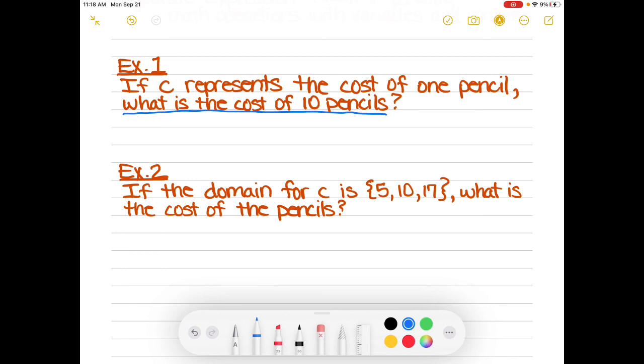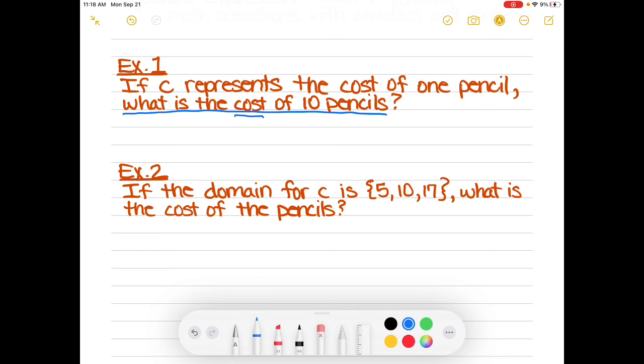Okay, so what is the cost of 10 pencils? Up here it says if C represents the cost of 1 pencil, what is the cost of 10 pencils? So it's telling me that C is going to represent cost, but I have 10 pencils. The way I like to tell kids to figure these out is to give the cost something like 5 cents. If a pencil is 5 cents, how would you solve it to find out what 10 pencils cost?